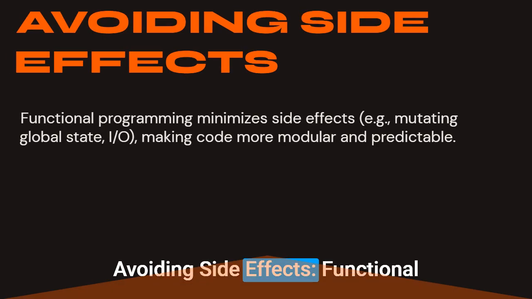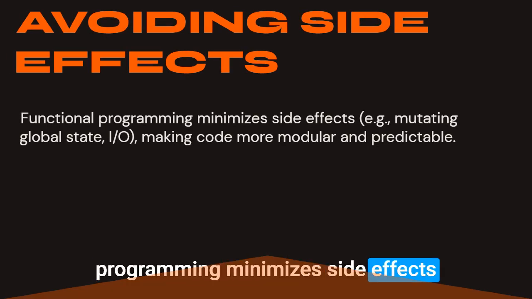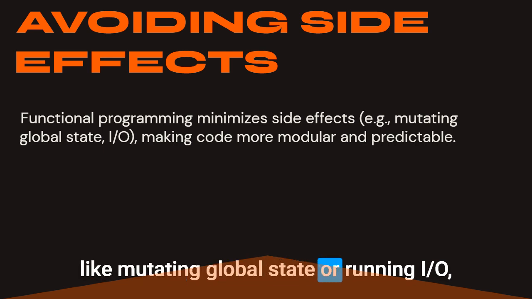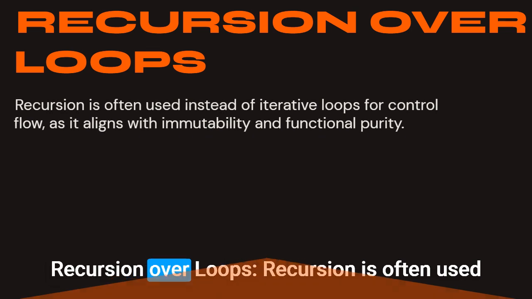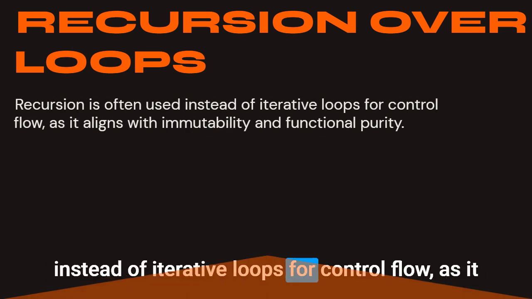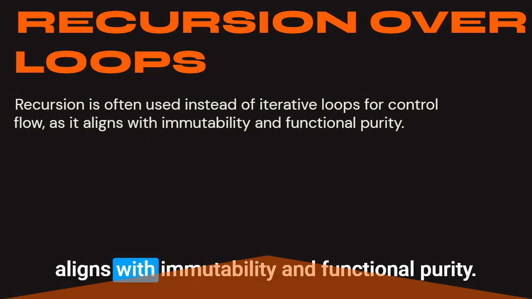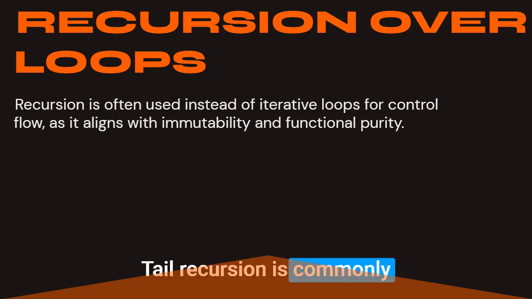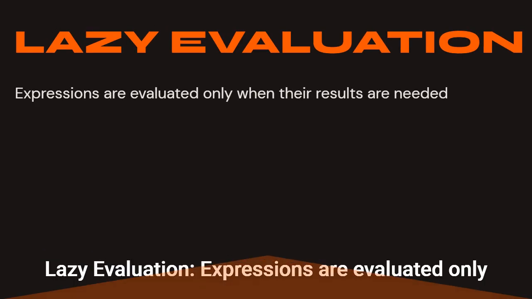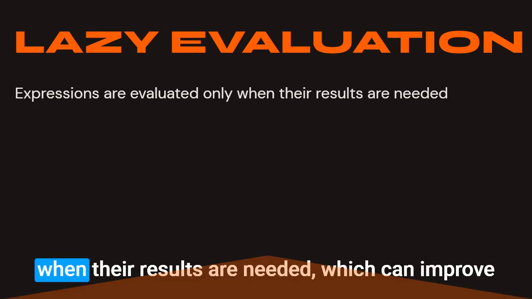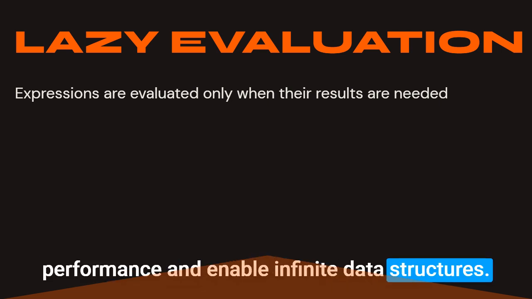Avoiding side effects. Functional programming minimizes side effects like mutating global state or running I/O, making code more modular and predictable. Recursion over loops. Recursion is often used instead of iterative loops for control flow, as it aligns with immutability and functional purity. Tail recursion is commonly optimized in functional languages. Lazy evaluation. Expressions are evaluated only when the results are needed, which can improve performance and enable infinite data structures.